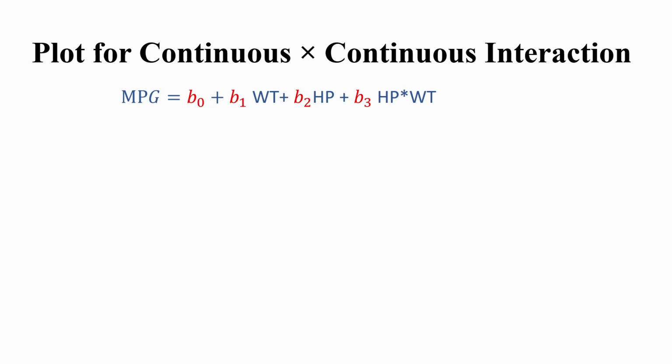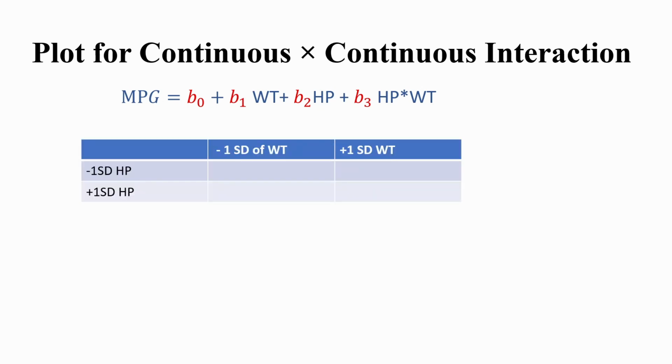Since both the weight and the horsepower are continuous variables, we need to create, essentially, in our mind, we can have an idea that we're going to calculate the minus 1 standard deviation of weight and plus 1 standard deviation of weight. Similarly, we're going to calculate minus 1 standard deviation of the horsepower and plus 1 of the horsepower. By doing so, we're going to get 4 data points of y. By having 4 data points, we can then do a plot to plot their interaction and to see their pattern.